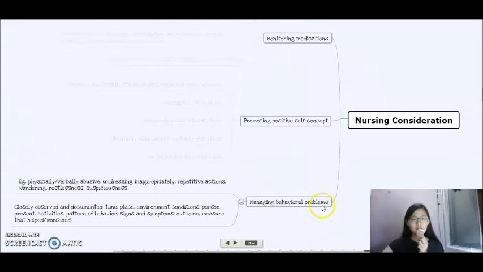Managing behavioral problems such as being physically or verbally abusive, undressing inappropriately, repetitive actions, wandering, restlessness, and suspiciousness. Therefore, nurses should closely observe and document the time, place, environmental conditions, persons present, activity, pattern of behavior, signs and symptoms, outcome, as well as the measures that help or worsen conditions.